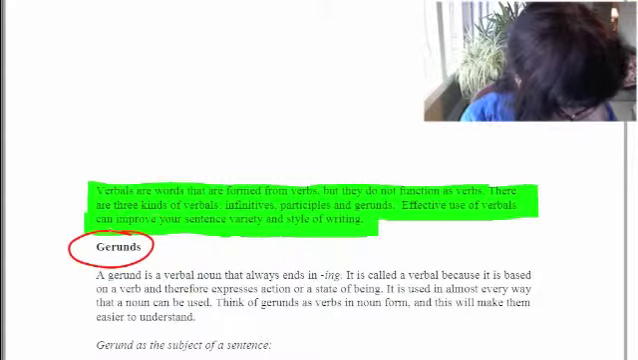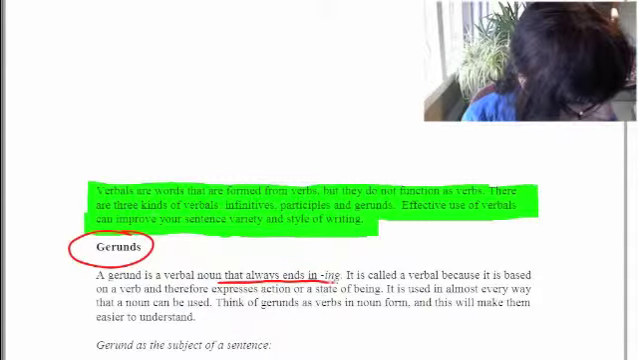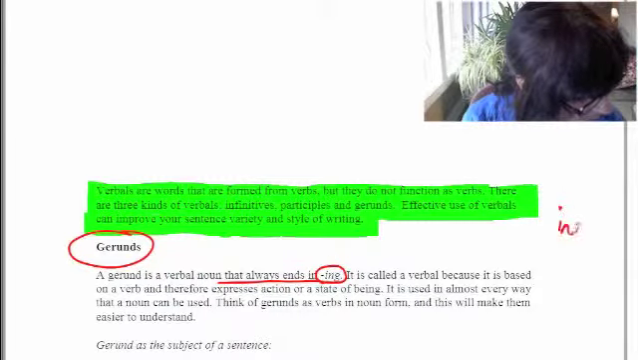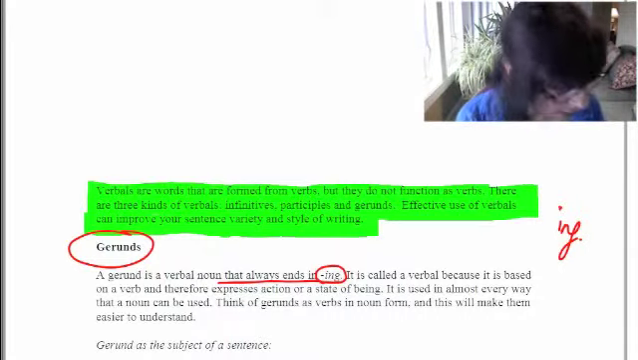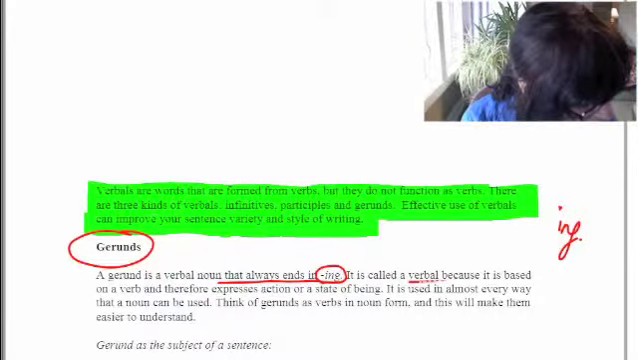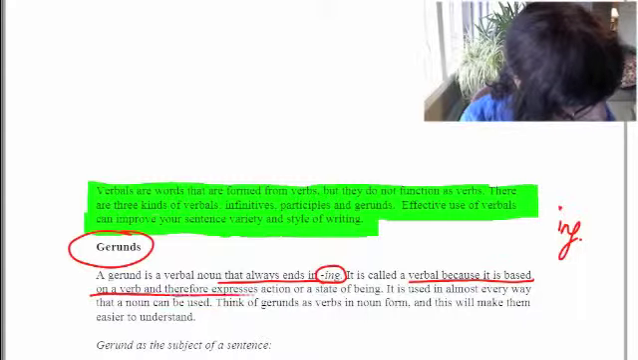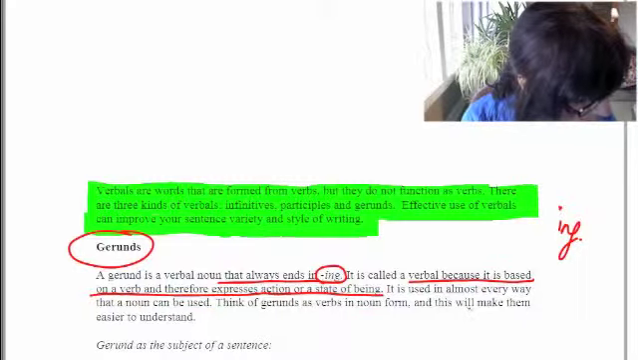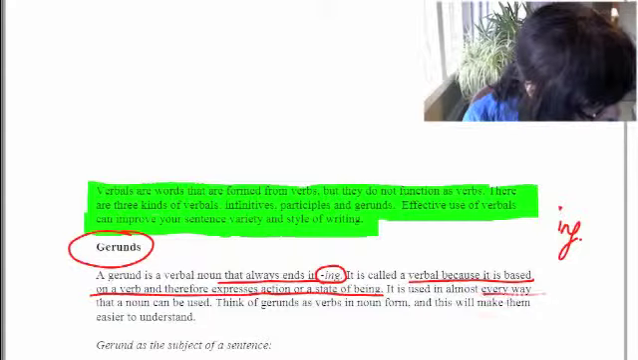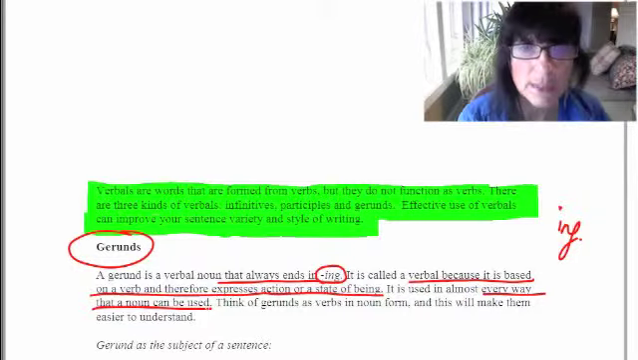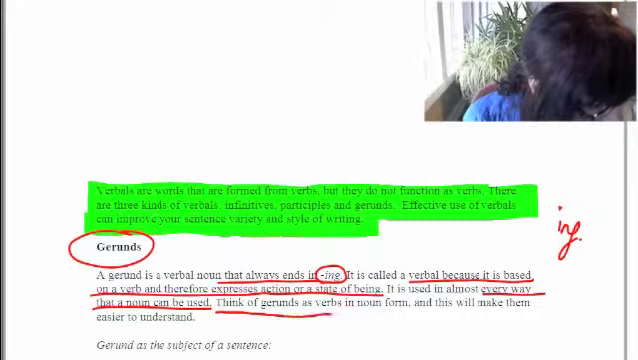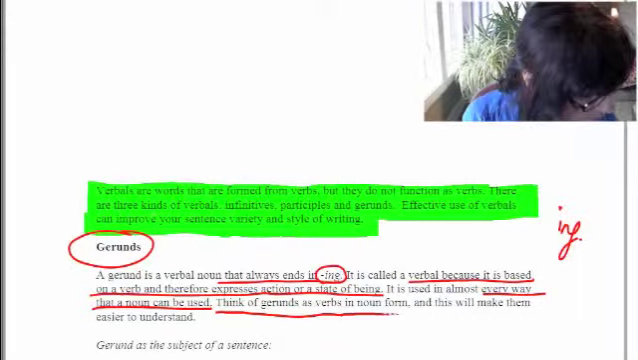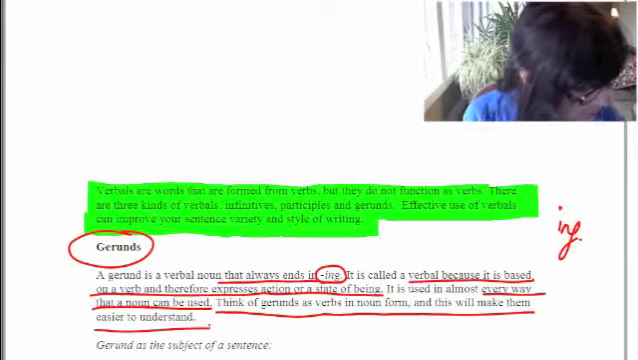A gerund is a verbal noun. It always ends in ing. But its function is a noun, although it sounds like it's a verb. It's called a verbal because it's based on a verb and expresses an action or a state of being. But it's used in almost every way that a noun can be used. So it sounds like it's a verb with an action, but in fact it's a noun. So what I want you to do is think of a gerund as a verb in a noun form, and this will make them easier to understand.